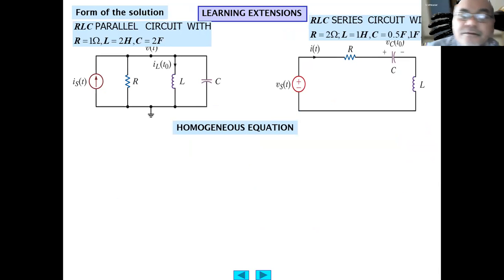Okay, so the first circuit is a parallel RLC circuit connected to a current source is(t), with resistor equal to 1 ohm, inductance 2 Henry, and capacitance 2 Farad.